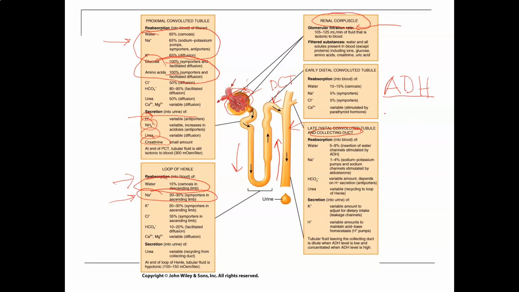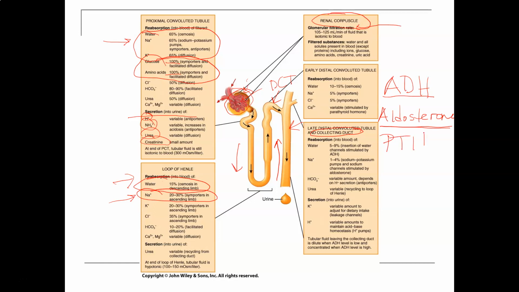Another hormone that affects the kidney is aldosterone, which helps to increase the reabsorption of even more sodium. So you already absorbed a bunch in the proximal convoluted tubule and the loop of Henle, but you sometimes want to reabsorb even more. So the more aldosterone you secrete, the more sodium you're going to reabsorb.